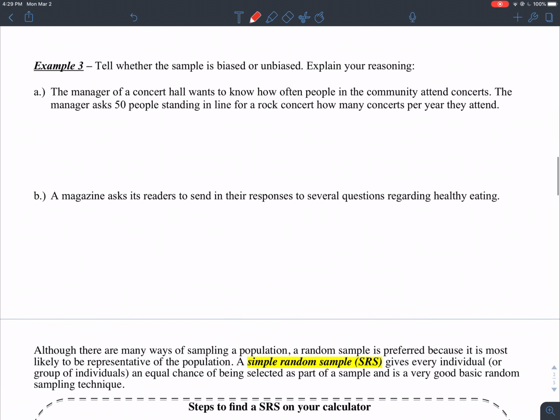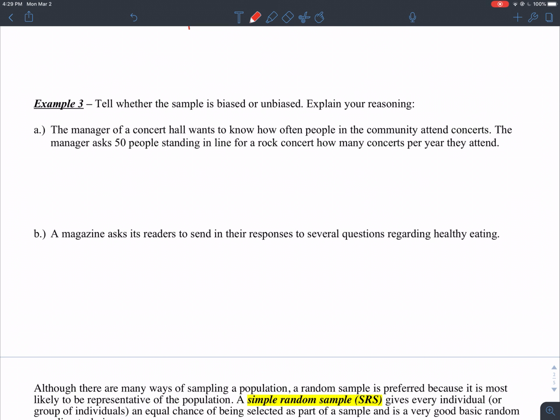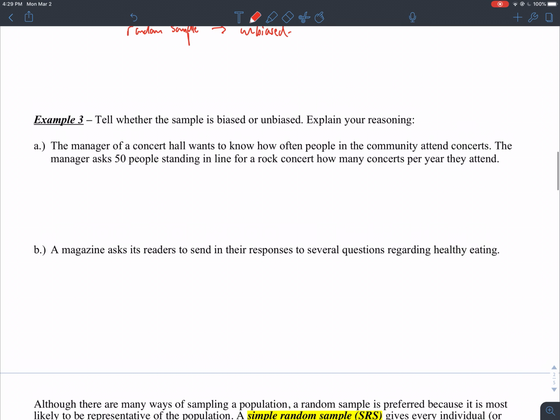Alright? Alright, so example 3, tell whether it's biased or unbiased, and explain the reasoning. The manager of a concert hall wants to know how often people in the community attend concerts. The manager asks 50 people standing in line for a rock concert how many concerts per year they attend. Okay. So think about this. There's 50 people standing in line at a rock concert. I walk up to the line and I just go down the line and ask them how many concerts do you attend per year. Alright?